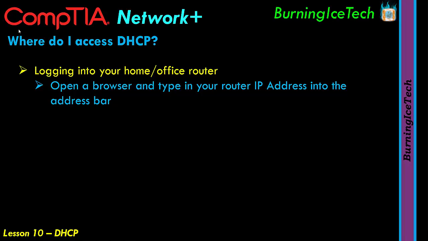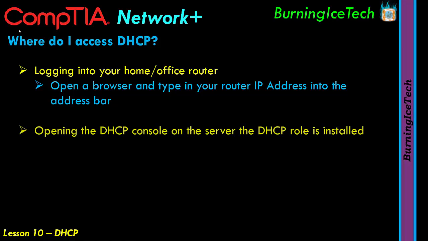If you're sitting with DHCP on an actual server in an actual company environment, you will have to open the DHCP console on that server where the DHCP role has been installed. Now, to be able to do this, you simply just need to open the server manager on that server. You'll notice that the server manager is normally open by default on most servers.